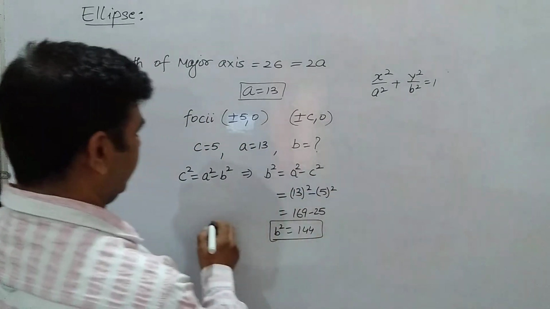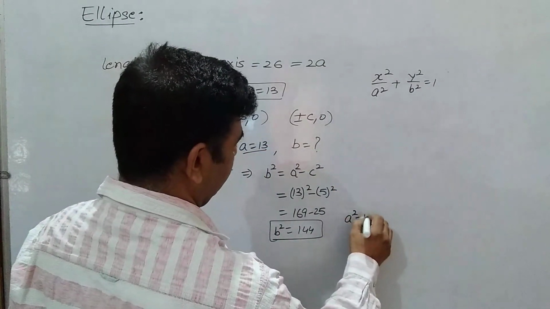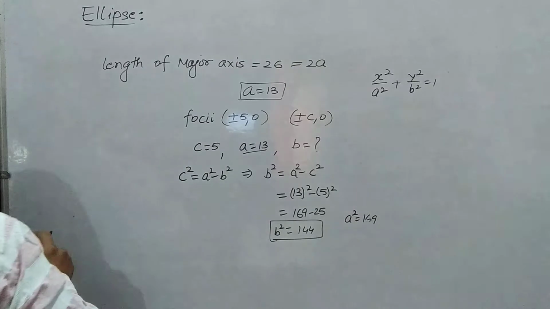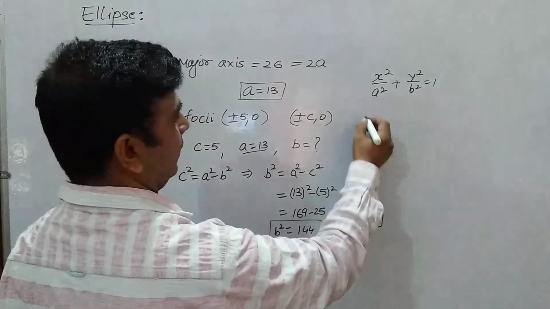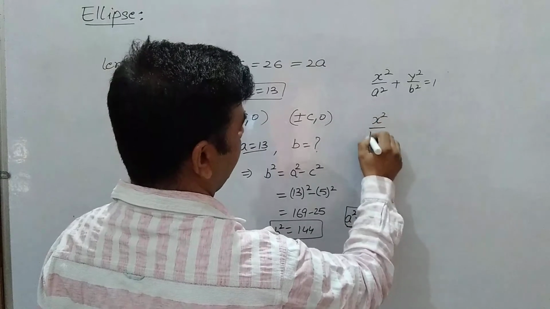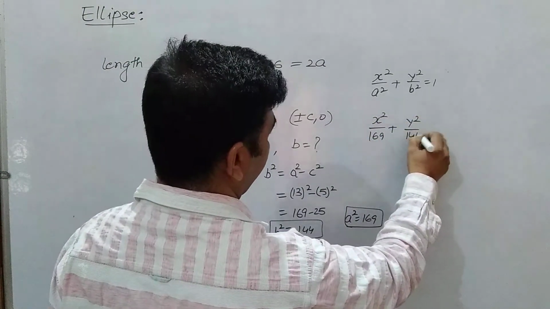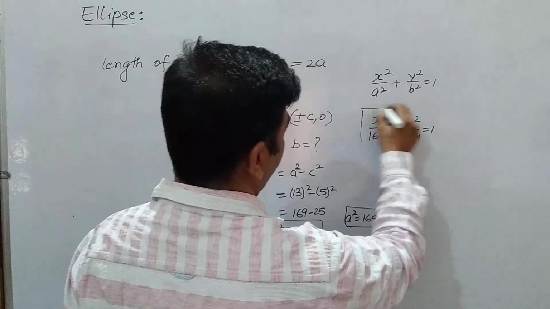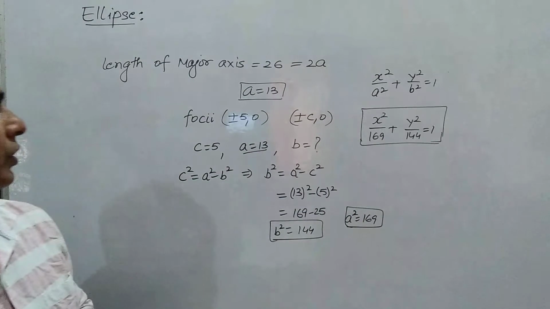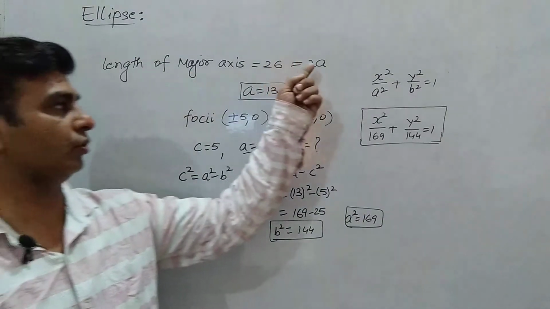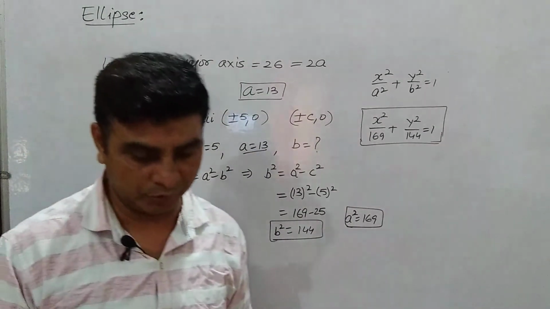The value of a square is, sorry, 169. So the equation of the ellipse is given by x square upon 169 plus y square by 144 is equal to 1. So this is the equation of the ellipse, which has length of major axis 26 and the foci at plus minus 5, 0.